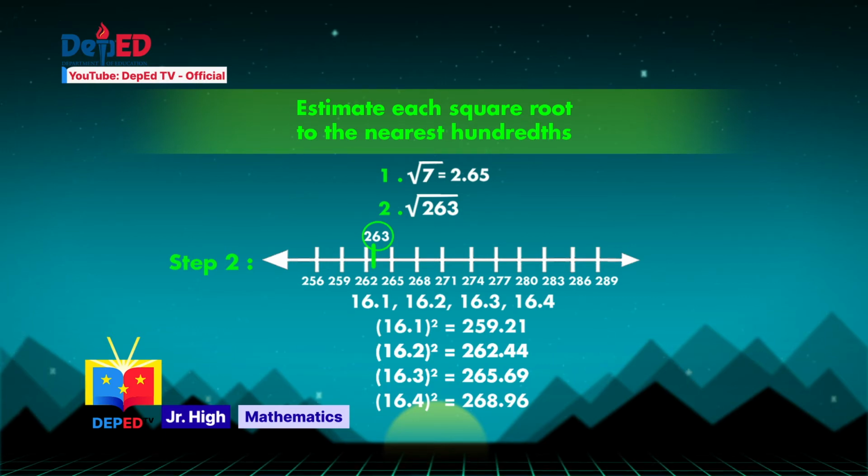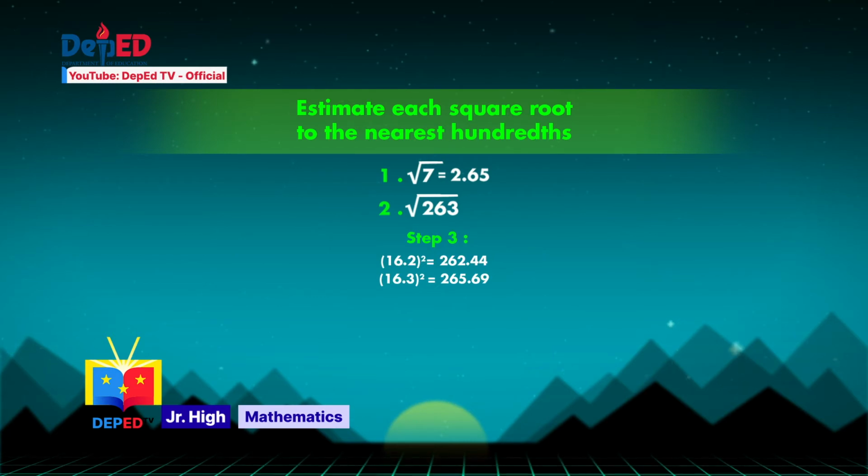The value of 263 is between 262.44 and 265.69. Therefore, the square root of 263 must be between 16.2 and 16.3.